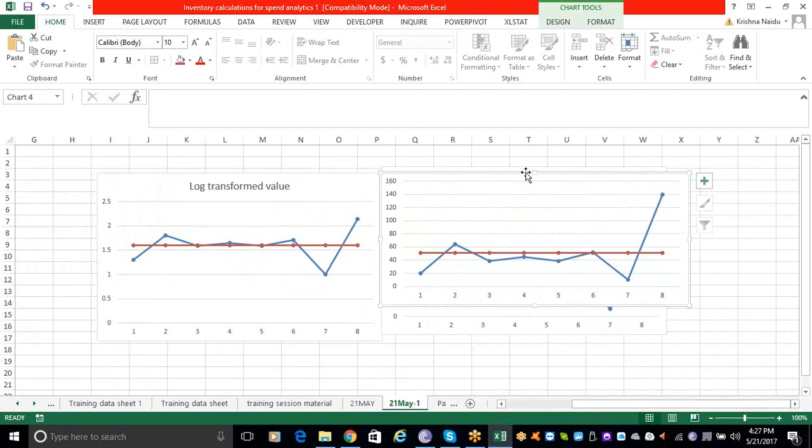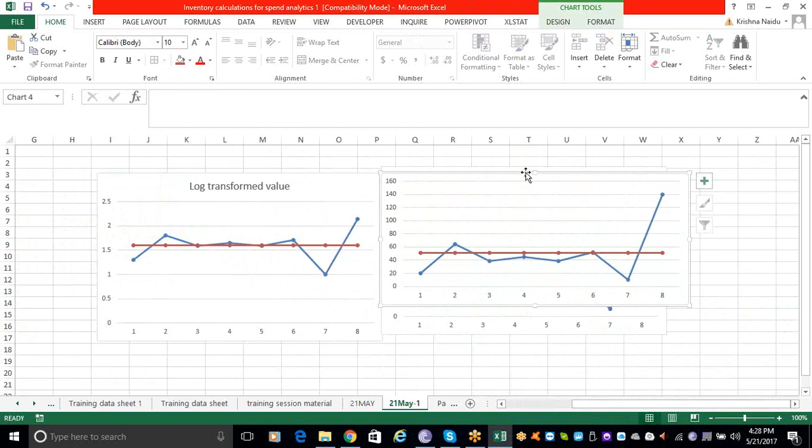Prashant, Poonam, can you just comment? Are we seeing any changes? So what are those changes, Prashant? Poonam, any comments from your side? Poonam? Do you see any changes in the graphs before transformation or after transformation?